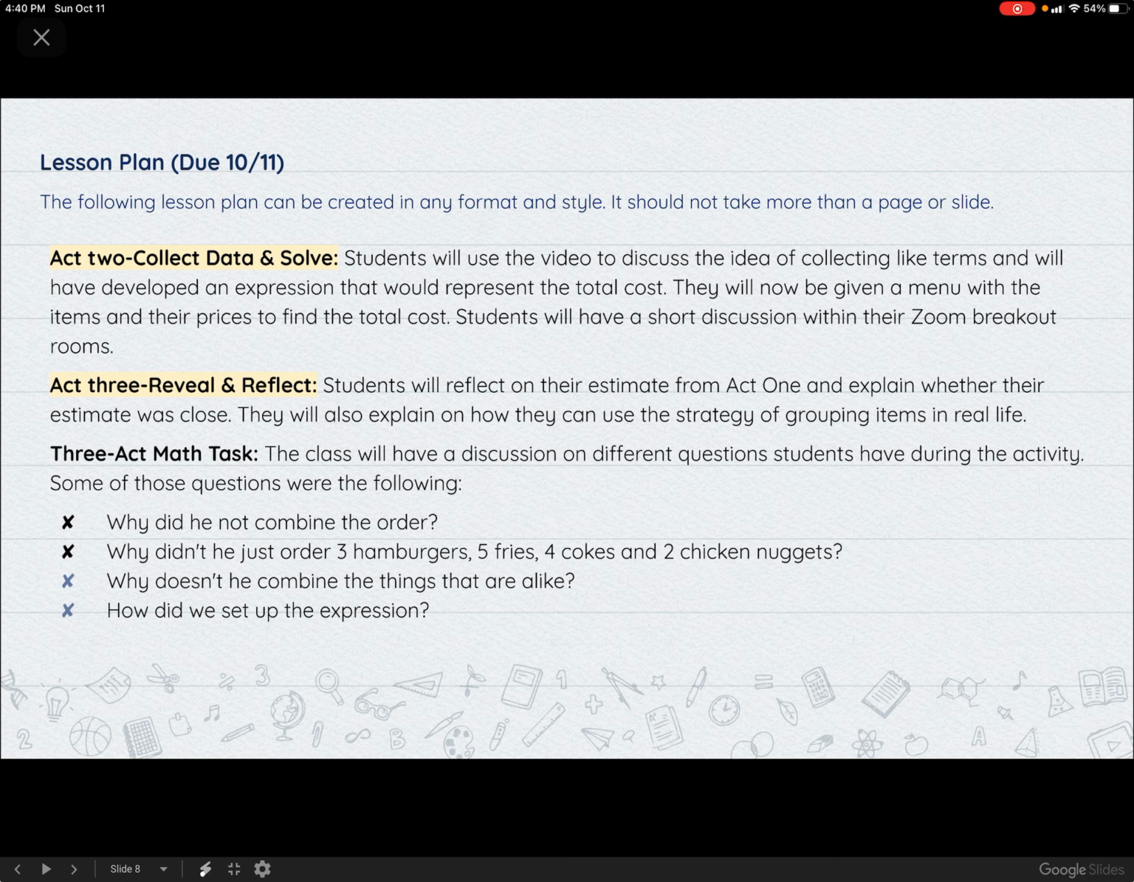And another question was, why doesn't he just combine all the items that are alike, such as in the second question? And how did we set up an expression using that information?